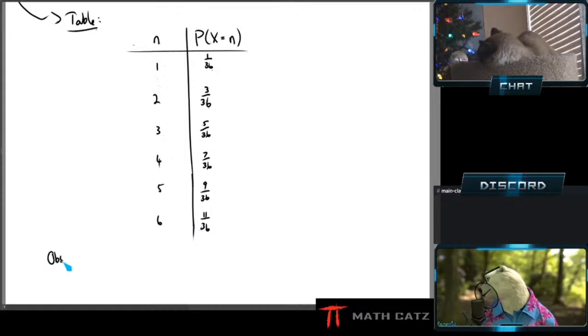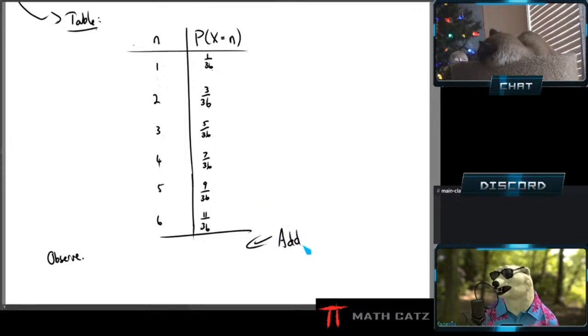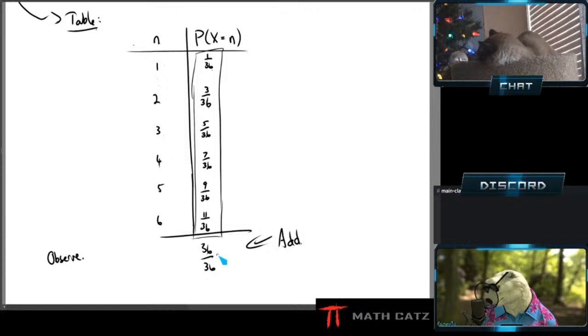Let's observe something. If I add up all the probabilities, these guys, I get 1 out of 36, that's 4, that's 9, that is 16, that is 25, 36. 36 out of 36, or 1, or 100%. Does that make sense? Yes, because anything that could happen is in this list.